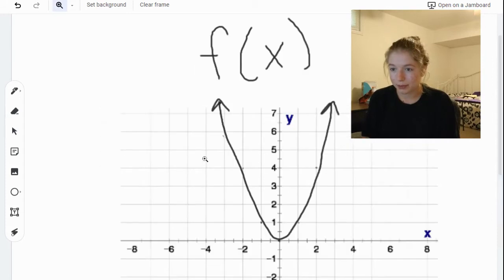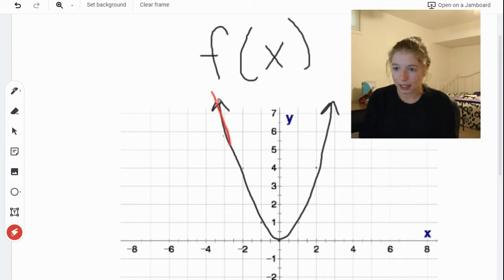So if we zoom in as much as we can, we're going to imagine a line tangent to this graph. That means a line that touches the graph at just one single point. Let's say that point is at negative 2, 4. Now the slope of that tangent line is going to be the slope at that one singular point.